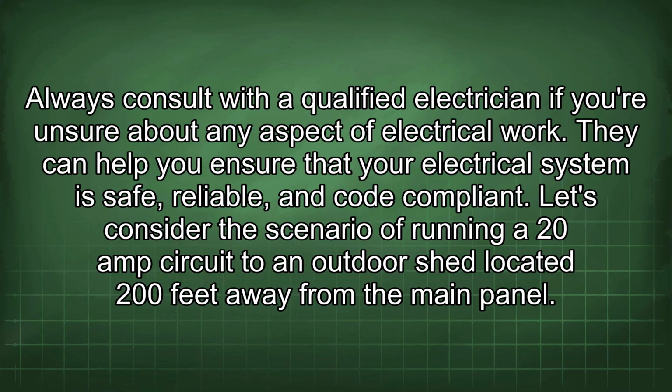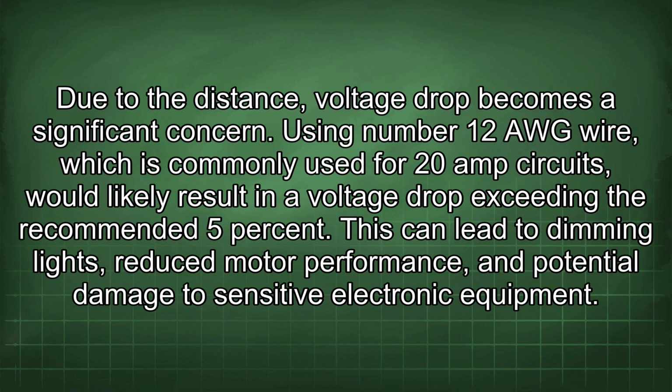Let's consider the scenario of running a 20 amp circuit to an outdoor shed located 200 feet away from the main panel. Due to the distance, voltage drop becomes a significant concern. Using number 12 AWG wire, which is commonly used for 20 amp circuits, would likely result in a voltage drop exceeding the recommended 5%. This can lead to dimming lights, reduced motor performance, and potential damage to sensitive electronic equipment.